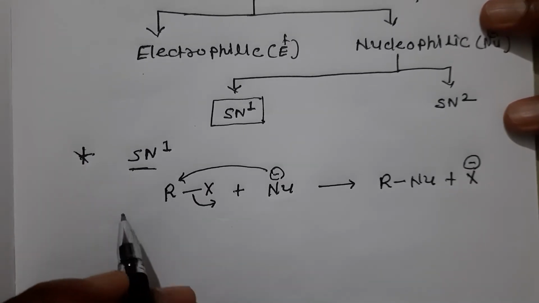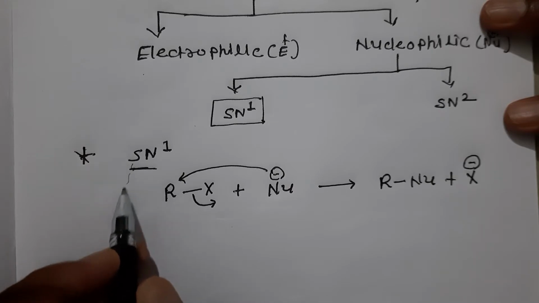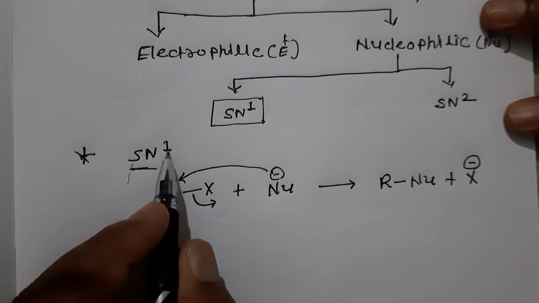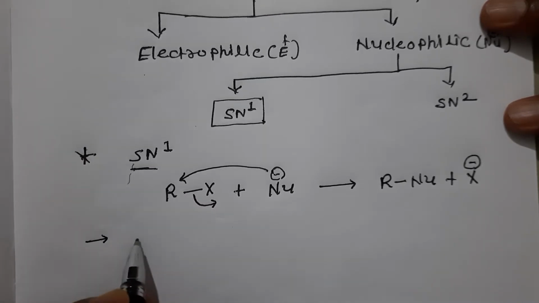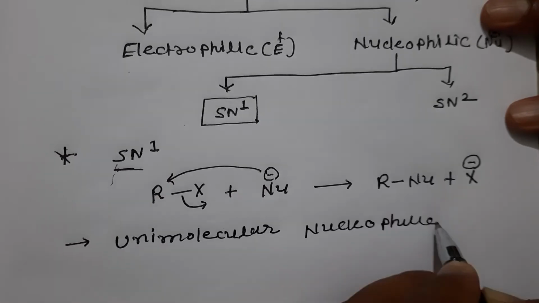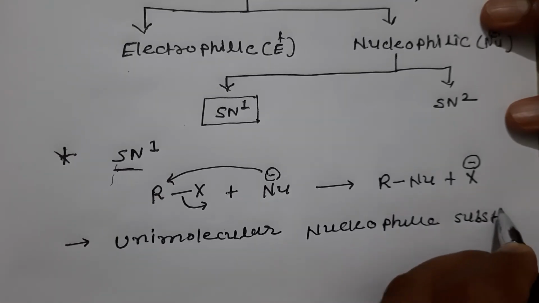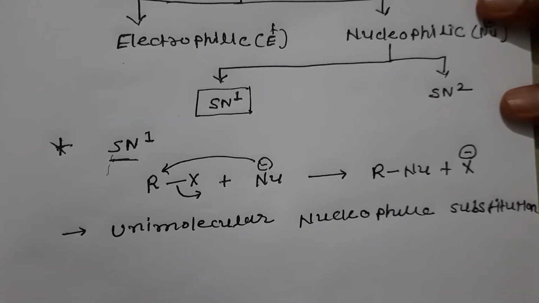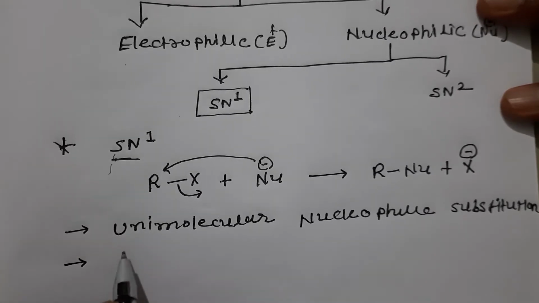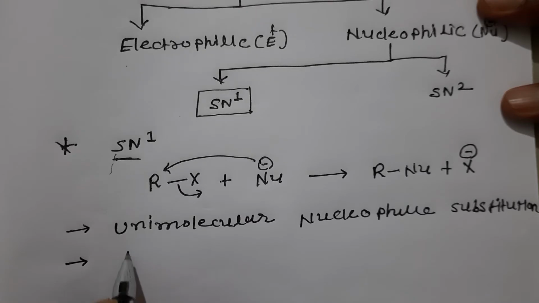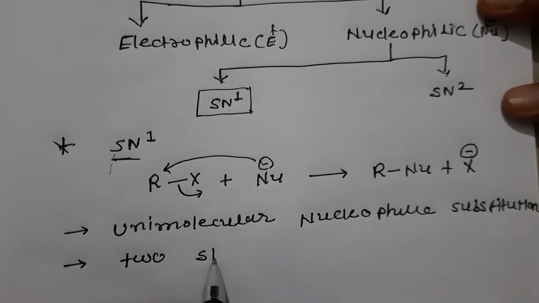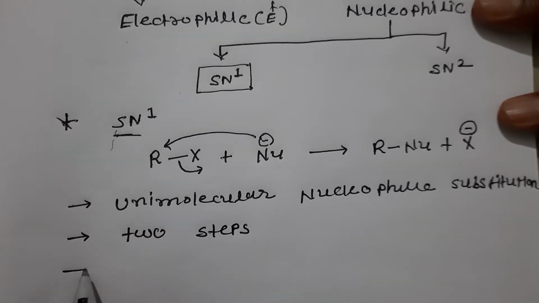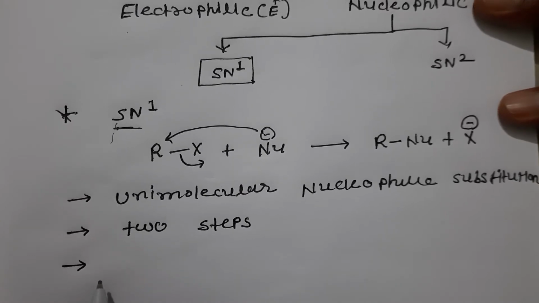Now what is the SN1 reaction? In its name, S means substitution, N means nucleophilic and 1 means unimolecular. So we can write that its name is unimolecular nucleophilic substitution reaction. First we have to remember that this SN1 reaction occurs in two steps, and we can understand this with the help of one example.